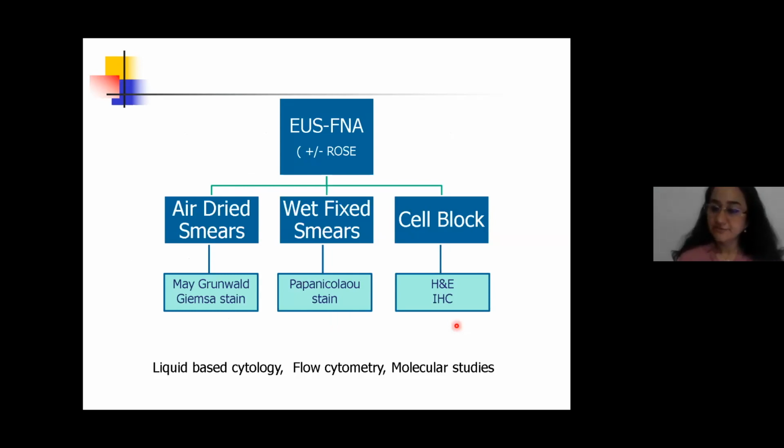When we do the EUS FNA, rapid on-site evaluation is done in most centers, and the aim is mainly to assess the adequacy of the sample, and you can give a provisional diagnosis. Air-dried and wet-fixed smears are usually prepared and stained with May-Grunwald-Giemsa and Papanicolaou stain respectively. It is preferable to prepare a cell block, which can then be stained with routine H&E stain and also used for immunohistochemistry. Material can also now be taken in the appropriate fixatives for liquid-based cytology, flow cytometry, and for molecular studies.